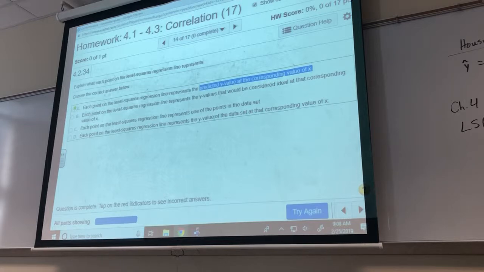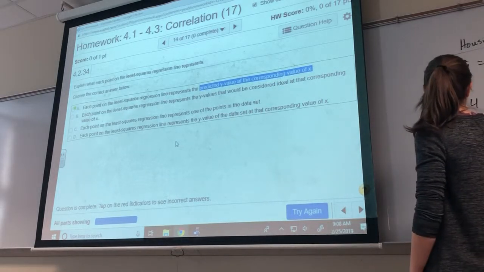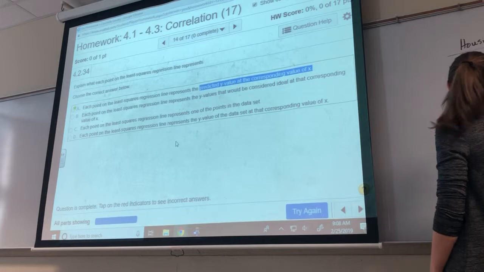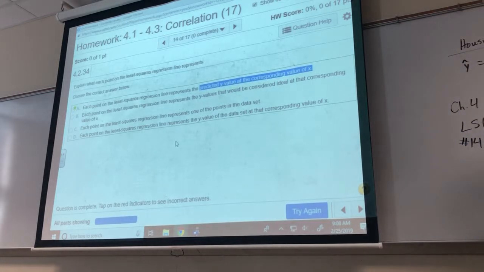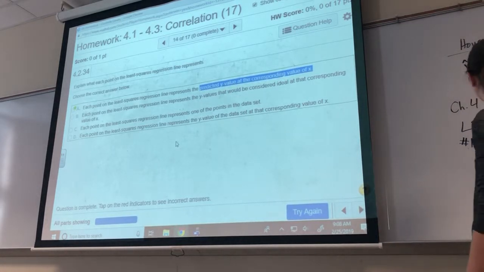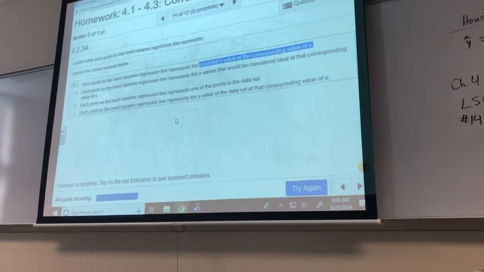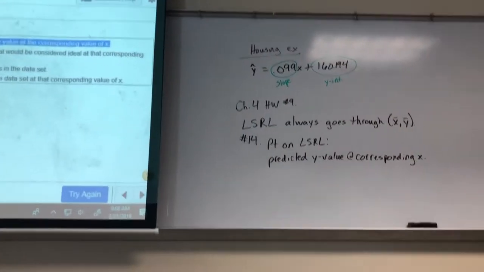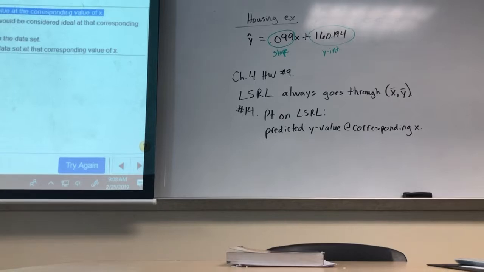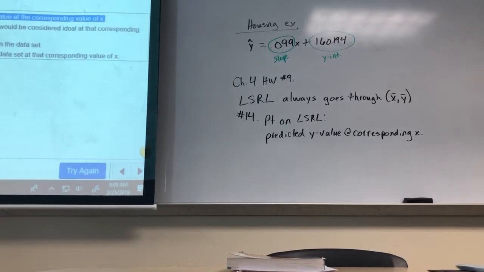I don't understand. Okay, D, I think, is similar to C. That's weird how they worded it. But I'll go ahead and write it down. Number 14. If you have a point on the least squares regression line, that's going to be the predicted y value at the corresponding x. So I don't understand what they're trying to say with D. It's kind of worded funny. But that's the one you'll want to select for that one.